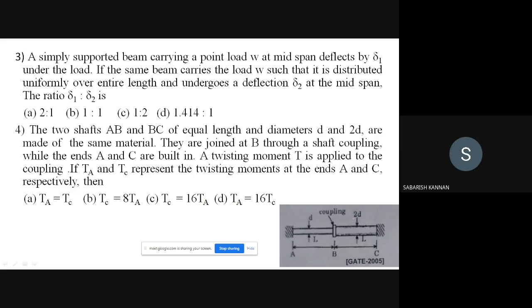If the same beam carries the load W such that it is distributed uniformly over the entire length. So that W is spread over the entire length, that is uniformly distributed load. Its deflection is del 2 at the mid of the span. So the ratio of del 1 is to del 2. This is what we need to find out.